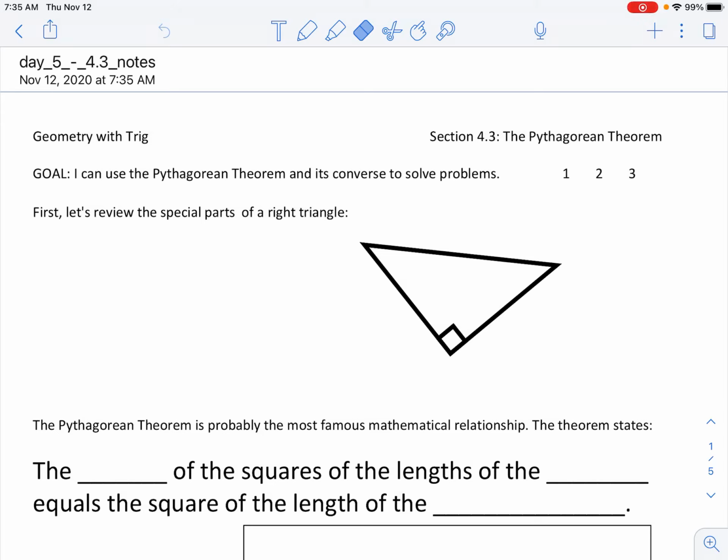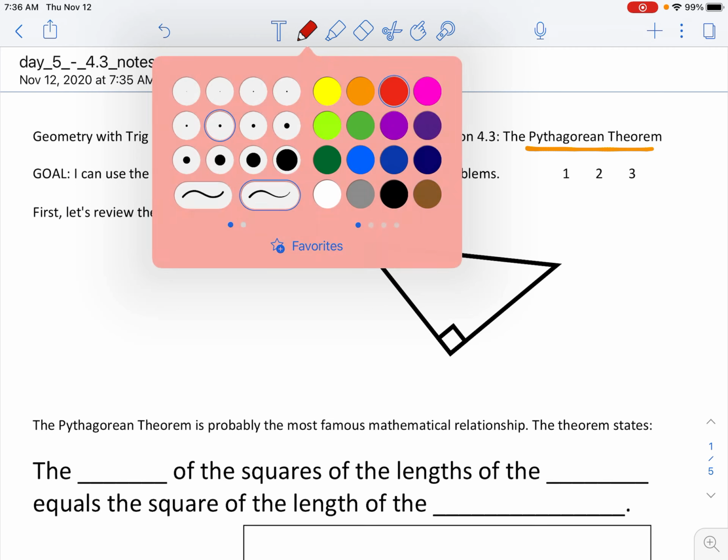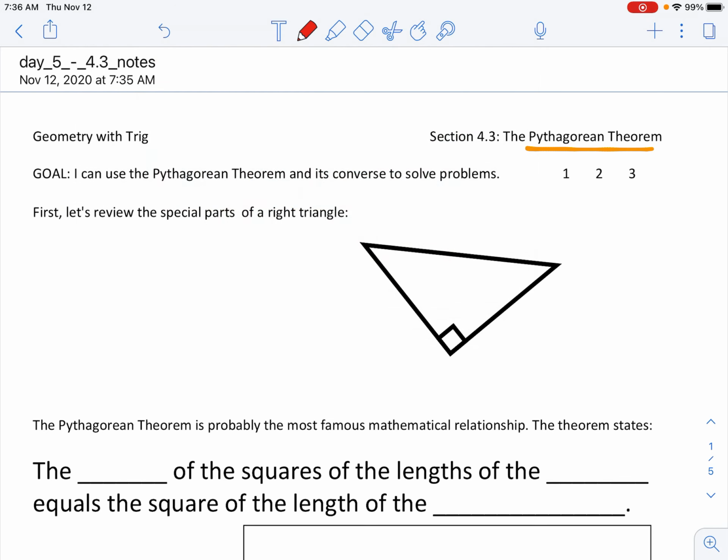All right, today we're going to go ahead and get into section 4.3, focusing on the Pythagorean theorem. Let's go ahead and get started. Let's talk about the special parts of a right triangle. The side across from the 90 degrees is going to be the most important side. We call that the hypotenuse.